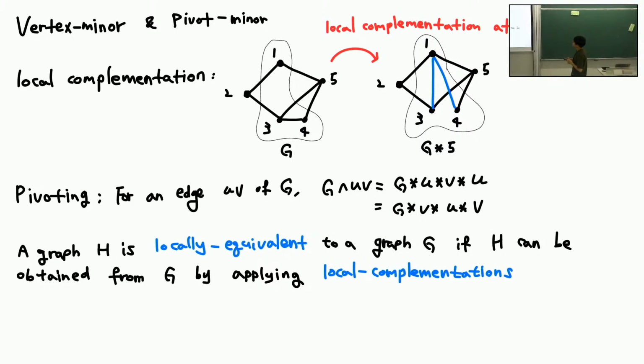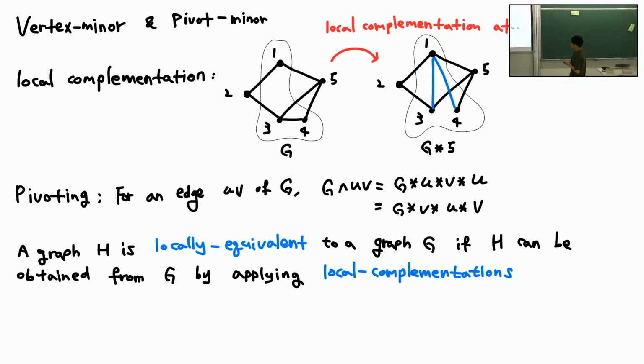Also, for an edge UV of G, pivoting on the edge UV is the operation of applying local complementation at U, then local complementation at V, and then local complementation at U. Similarly, it is the same as applying local complementation at V, U, and V. This equality gives a reason why the pivoting operation is well defined.